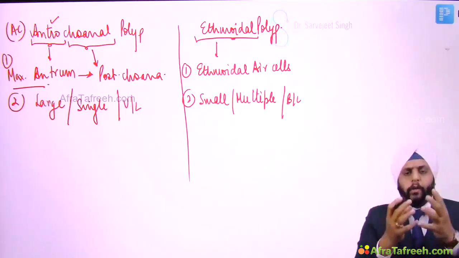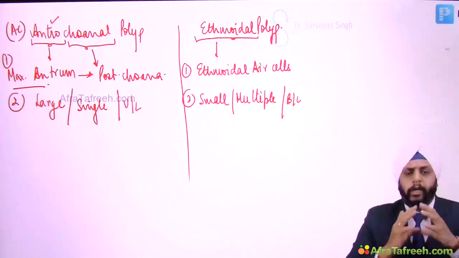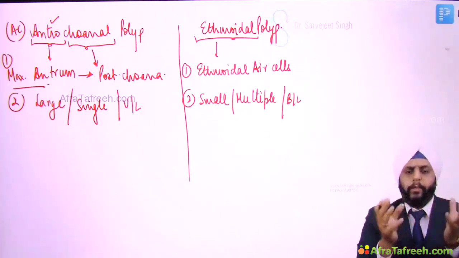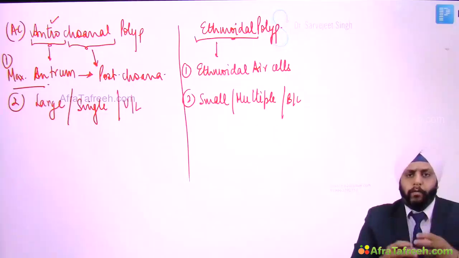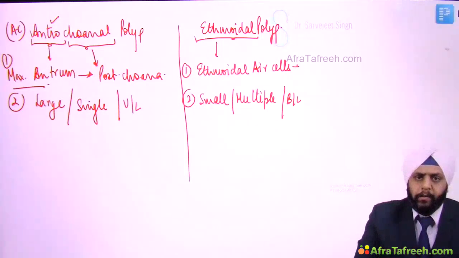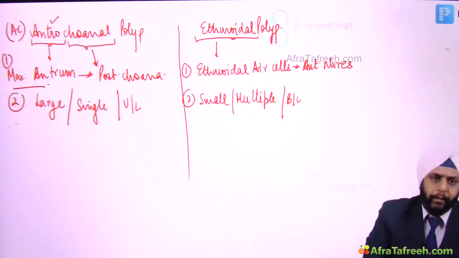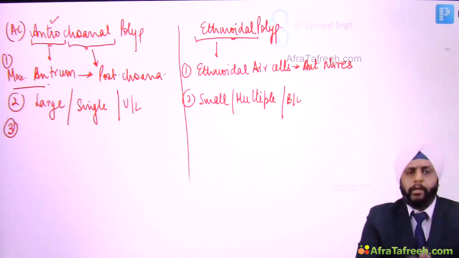So these polyps arise from the ethmoidal air cells, anterior ethmoidal or posterior ethmoidal, and there are multiple polyps. Now, where will they grow? They will come out anteriorly. So these polyps come out from the anterior nares. Now, what are the differences?